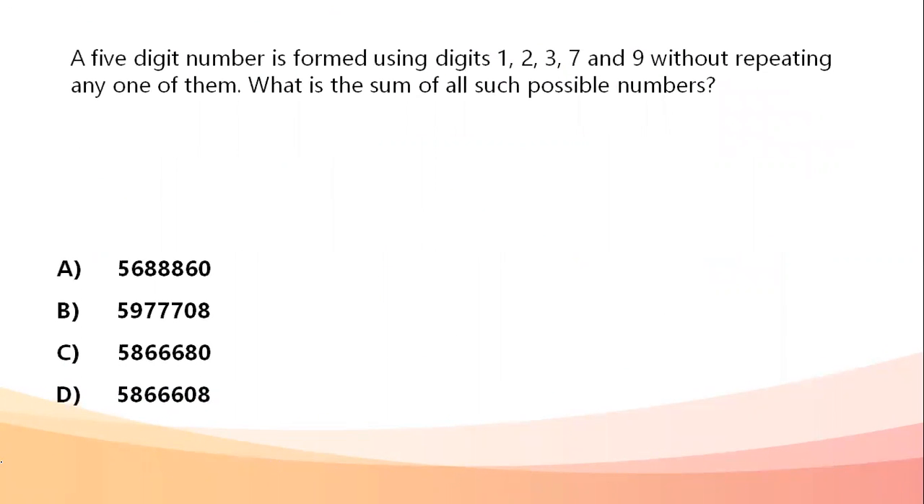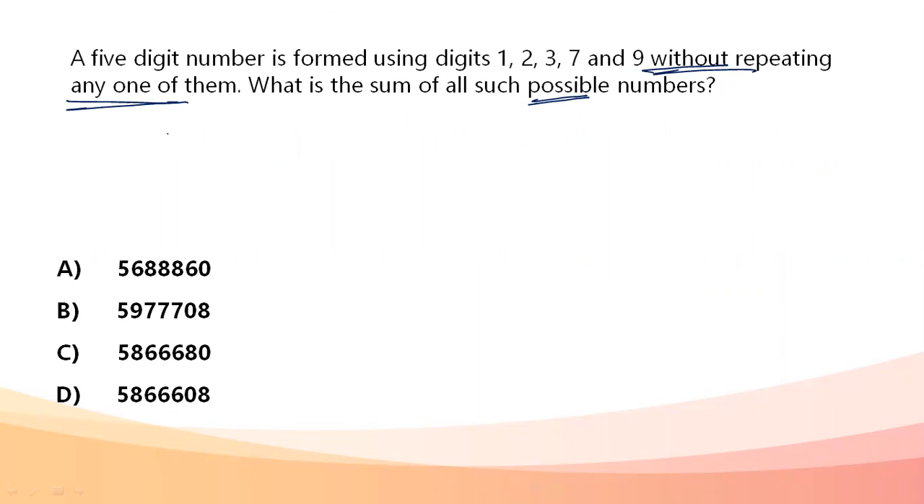Next question. A five-digit number is formed using digits 1, 2, 3, 7, and 9 without repeating any of them. Question is already stating no repetition allowed. What is the sum of all such possible numbers? Sum of all such possible numbers they're asking. They're not asking me how many numbers will be formed.